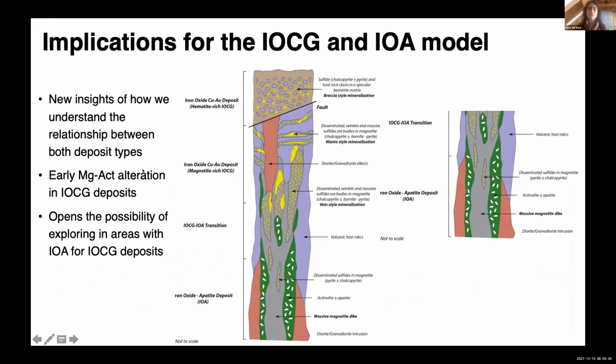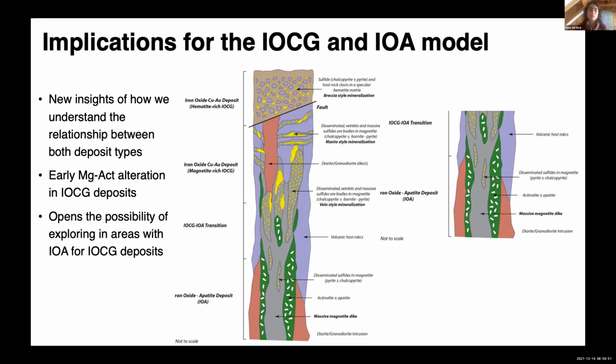So one of the main things we see here is that this actually has really big implications for how we understand the IOCG and IOA model. So historically, we think that IOAs are the roots of an IOCG system. But what we're seeing here is that we can have an overlap of both systems, where we have a dynamic source that is changing with different pulses that are being superposed one over the other.